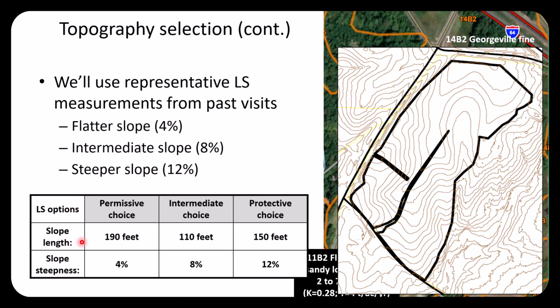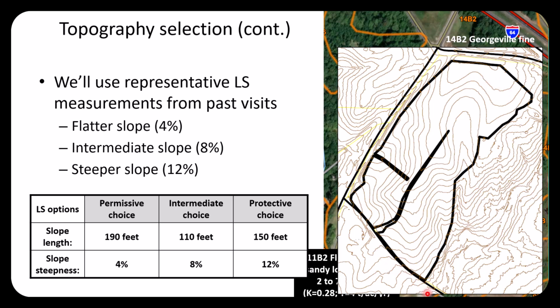And you'll notice the description here of the 4% slope as a permissive choice. If we were to represent this entire field using a 4% slope, we would underestimate erosion risk for the steeper areas of the field, and that would potentially lead to more permissive or less protective recommendations for soil management. Meanwhile, if we represent the entire field as a 12% slope, it will likely result in more conservative or protective soil management recommendations. The thing to keep in mind is in many cases, the planner will choose a single topography input to represent a relatively diverse field like this.